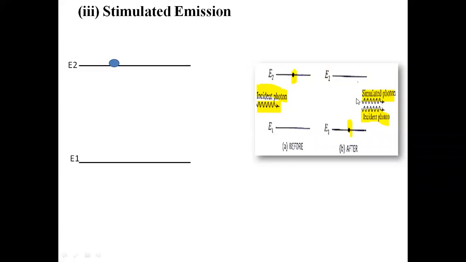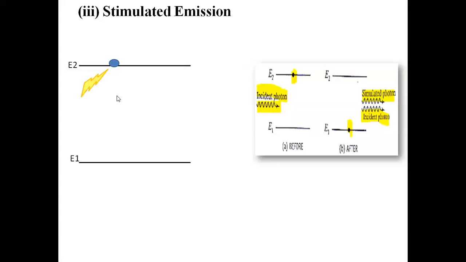Both the incident photon and the stimulated photon will move in the same direction and they are coherent. This is known as light amplification: incident one photon, getting back two photons. And in the animation I have shown this.